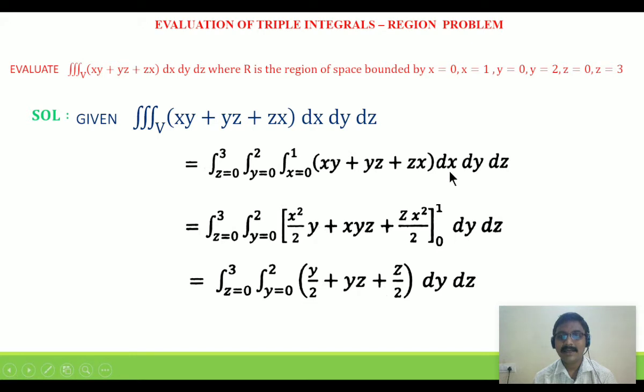Since we applied integration with respect to x and these are the limits related to x, we have to substitute in place of x. Substituting upper limit as 1 and lower limit as 0, we will have the expression like this. Now the integrand function is in terms of y and z. Clearly the triple integration now becomes a double integration. Now we have to apply the integration with respect to y. While integrating with respect to y in double integrals, keep z terms as constant.